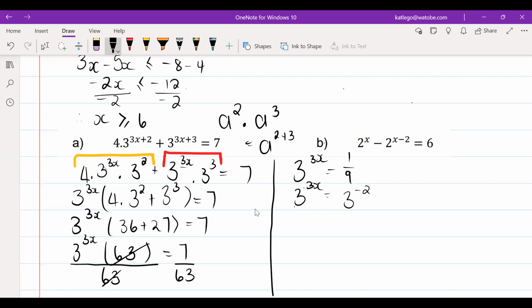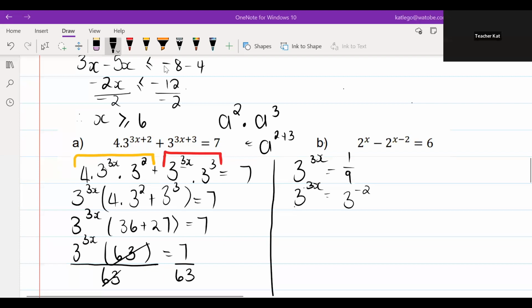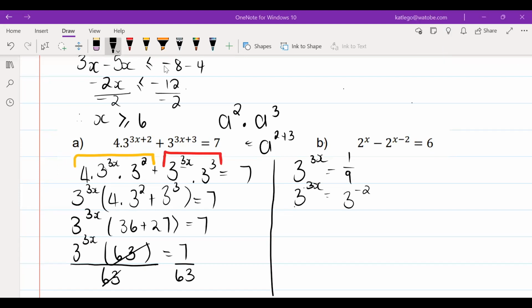Thank you very much. And now we have the same base on two sides. So what happens if we have the same base on two sides? What can we do now? Yes, Funzo, I see. Now we have our same bases, so we can drop the exponents. Therefore, 3x is equal to negative 2. We divide by 3 on both sides, and then your final answer is negative 2 over 3.